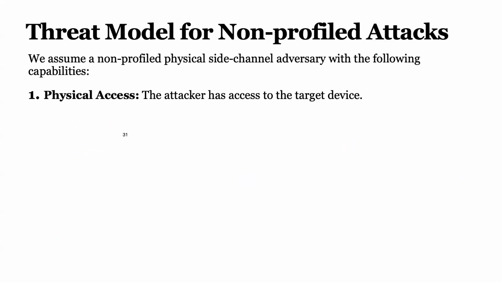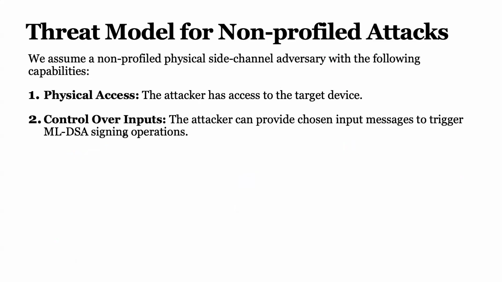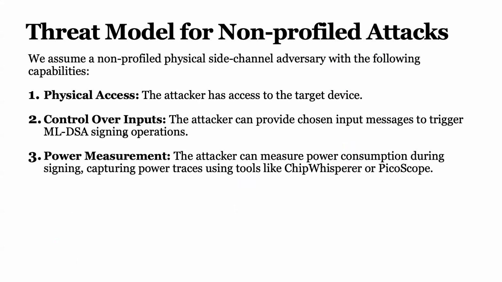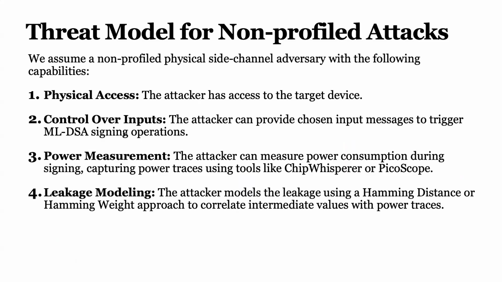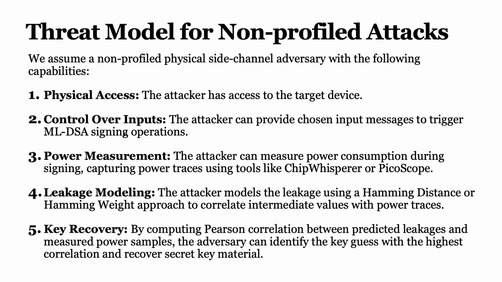So we say that we need to have physical access in our threat model. We have control over the inputs. It means that I can send different firmware, because I want to have as many power traces as I can, so I can do statistical analysis. I need to have some kind of measurement. I said that I should have access to the power supply, which is probably possible. And then I have leakage modeling, with which I will do the statistical analysis, which I will explain later. And then I extract the secret key.